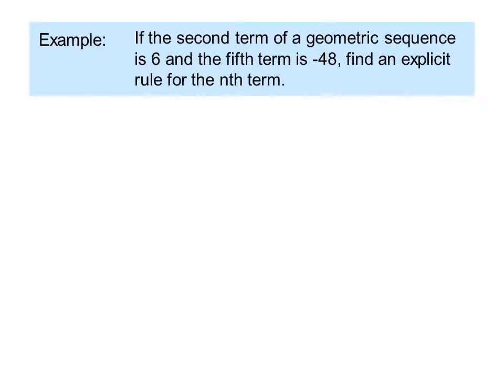Example, if the second term of a geometric sequence is 6 and the fifth term is negative 48, find an explicit rule for the nth term. We have a sub 1 times r to the 4th is negative 48 to get the fifth term. If we put that in the numerator, and a sub 1 times r equals 6, which is the second term, in the denominator, we can cross out a sub 1 and get r cubed equals negative 8. So r must equal negative 2.